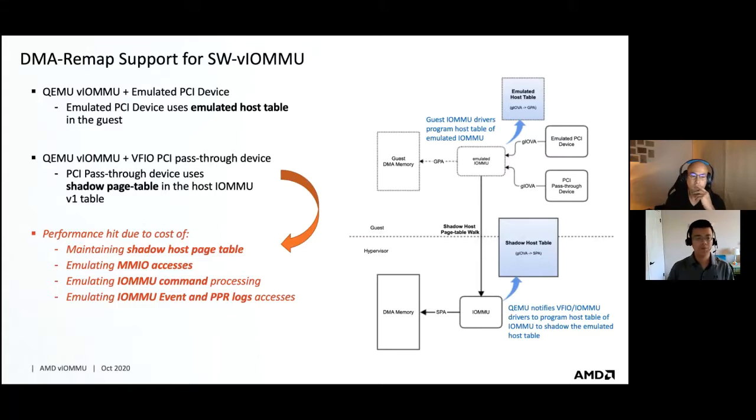In the meanwhile, there are other performance hits. For example, we need to emulate guest IOMMU driver access to its MMIO. On top of that, the IOMMU command processing and the event log and PPR log access also need to be emulated. Combining those things together, we can imagine that the performance for PCI pass-through is not great.